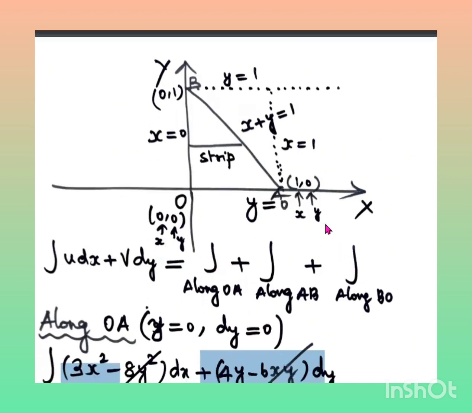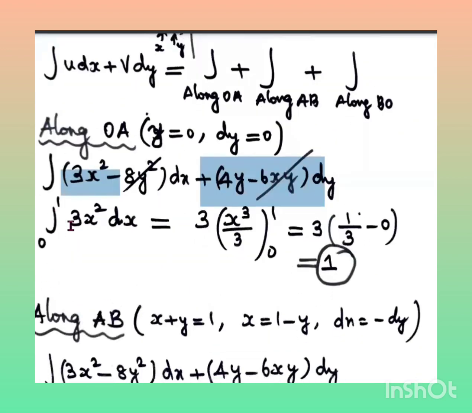So what is the limit of x along OA? 0 to 1, because at the point O, x is 0, and at the point A, x is 1. So integral 0 to 1, 3x square dx, which is equal to 3 times x cube by 3, with the limit 0 to 1. Upper limit first you have to apply, minus lower limit. So 3 into 1 by 3 minus 0. So 1 by 3 into 3 will be 1. So this is the answer along OA.